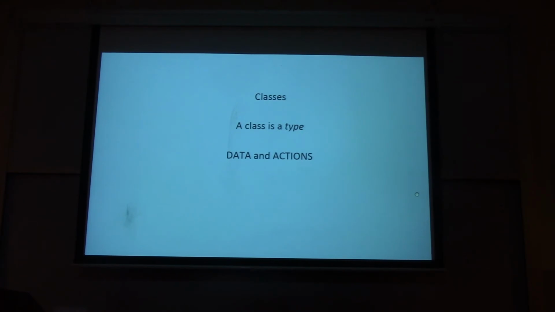And we have, of course, lots of names for those. Sometimes we call it data and actions. Sometimes we call it properties and methods. Sometimes we call it attributes and responsibilities. We have all kinds of fancy words we can use for it, but basically a class is a type that includes some data parts and some functions. So sometimes we call actions functions.